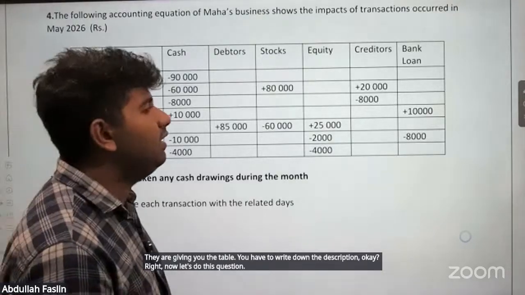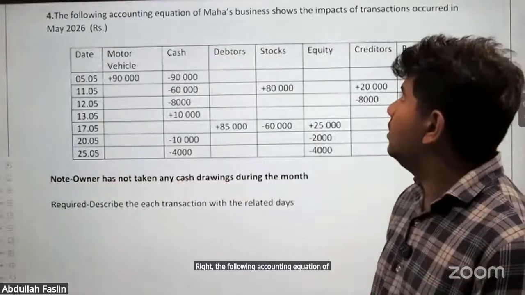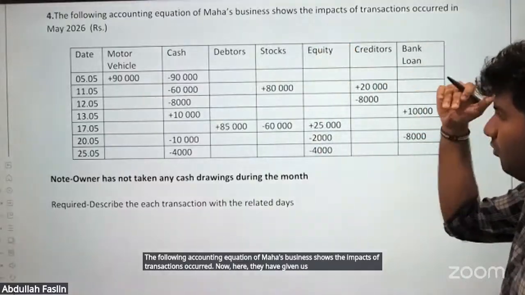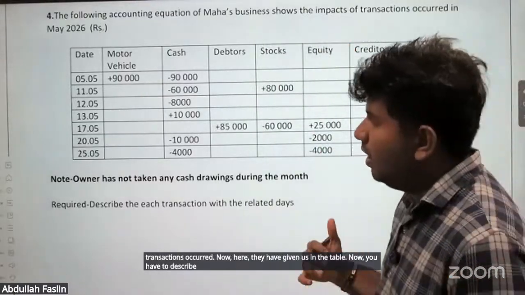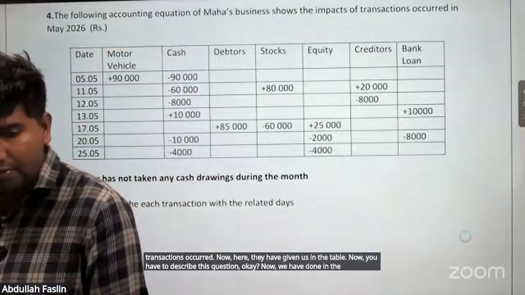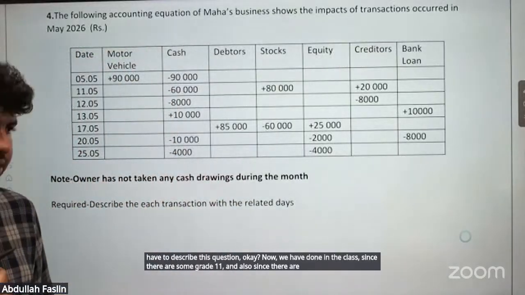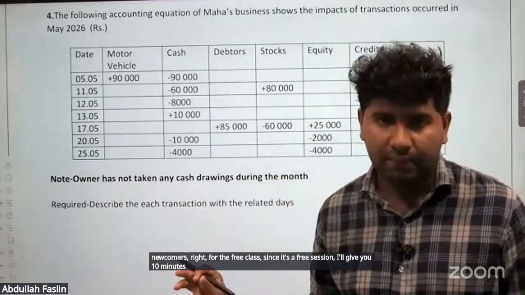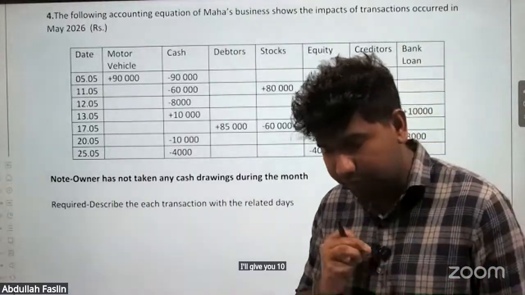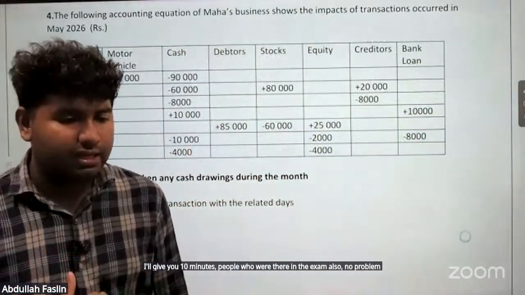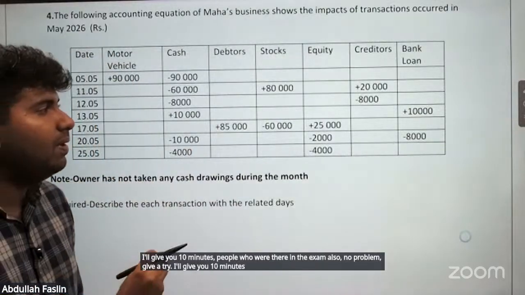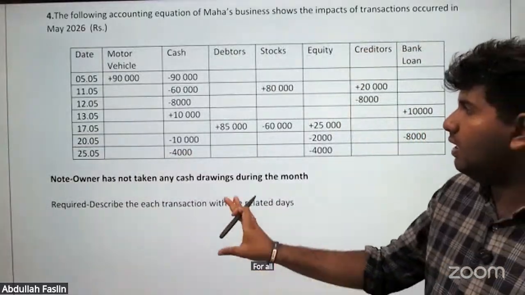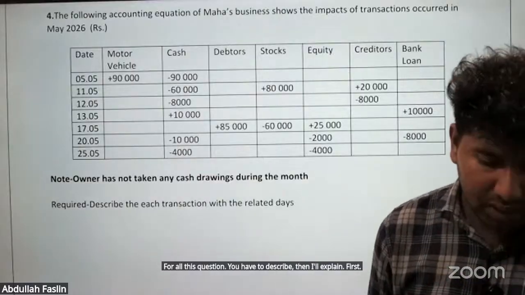The following accounting equation of Maha's business shows the impacts of transactions occurred. Now here they have given us the table. Now you have to describe this question. Since there are some grade 11 and also newcomers, and since it's a free session, I'll give you 10 minutes. Give a try. People who were there in the exam also, no problem. Take out a paper, write down answers quickly for all these questions. You have to describe, then I'll explain. First give a try and put down.